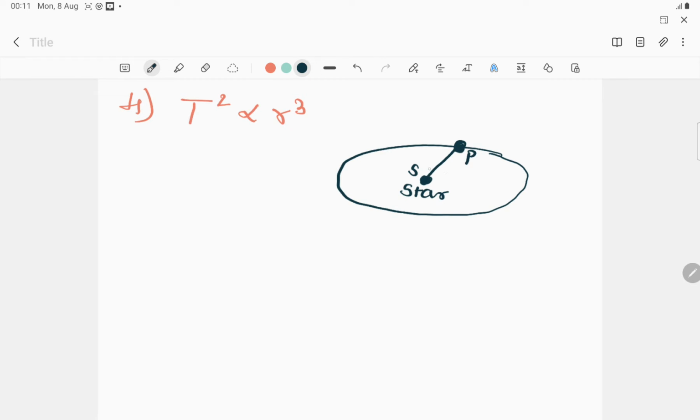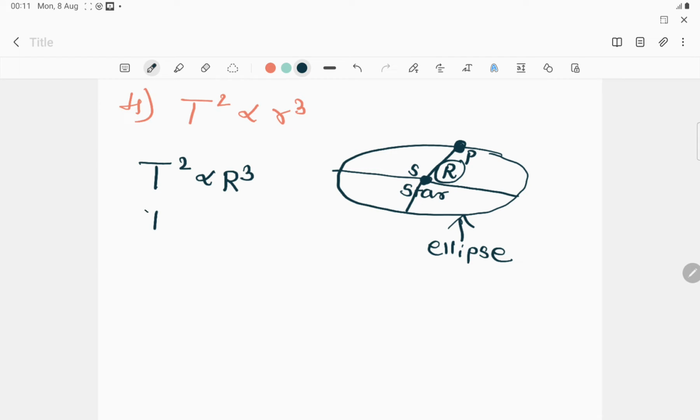Now the distance is r. And please keep in mind this is an ellipse, so the distance will be changing every time. But r is taken to be the mean distance, and I have already discussed what the mean distance is. Time period is T. So in this case T square is proportional to r cube. A constant we need to introduce, so T square will be equal to k r cube. I will call this equation 1.